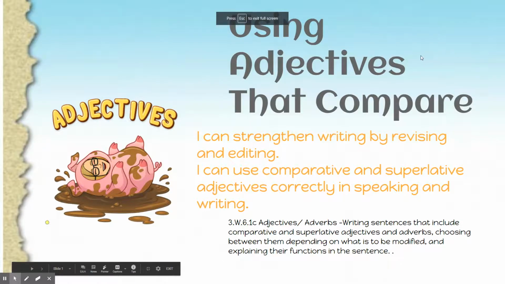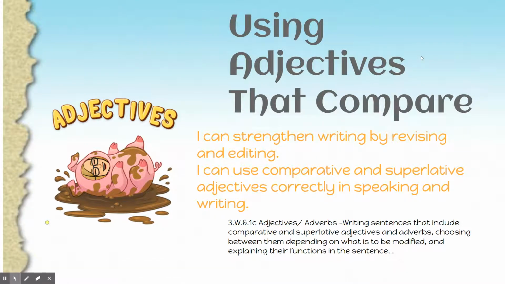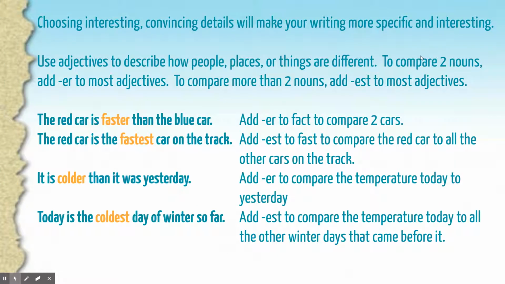All right, so today we are going to finish up our comparative adjectives and we're going to look at strengthening our writing by revising and editing. The goal is to use comparative and superlative adjectives correctly in speaking and in writing. So, choosing interesting, convincing details will make your writing more specific and interesting.